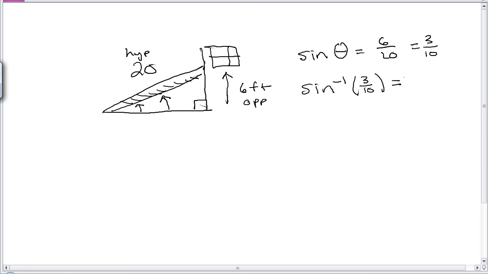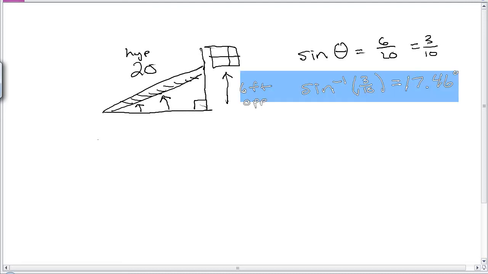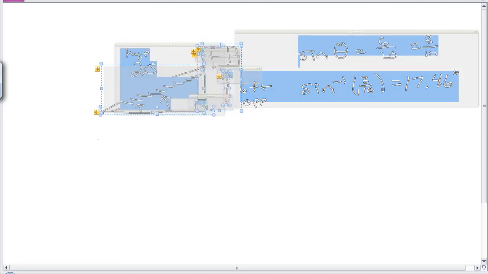On the calculator, I'm typing in sine inverse. I'm going in my parentheses 3 divided by 10. I hit enter. And in this case, the angle that comes back for theta happens to be 17.46 degrees. So it's not a very steep angle of elevation in this particular problem. Let's look at another example completely.